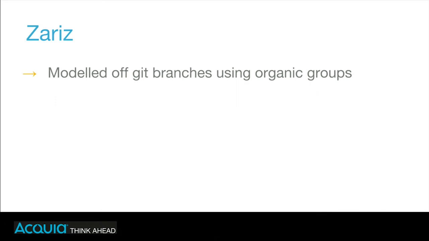Zaras. Or Zaras. Anyone heard of Zaras? I just found all these things, eh? All these crazy suites of modules. So this completely turns the model on its head and decides to model everything like it's Git, for better or worse. And it uses organic groups, again, for better or worse, to emulate branches.